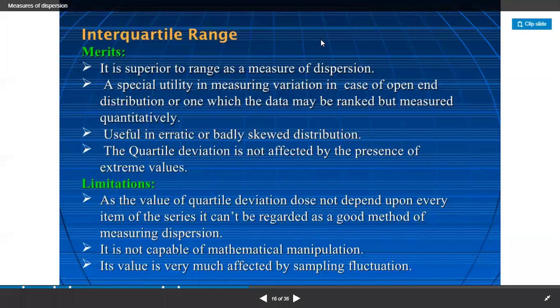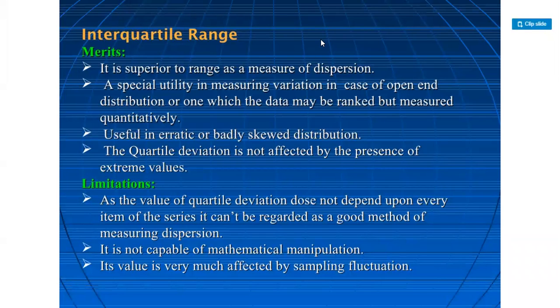The range is a crude measure because it takes into account only two extreme values, that is, the largest and the smallest. The effect of extreme values on the range can be avoided if we use the measure of interquartile range. The interquartile range refers to the difference between the values of the two quartiles.